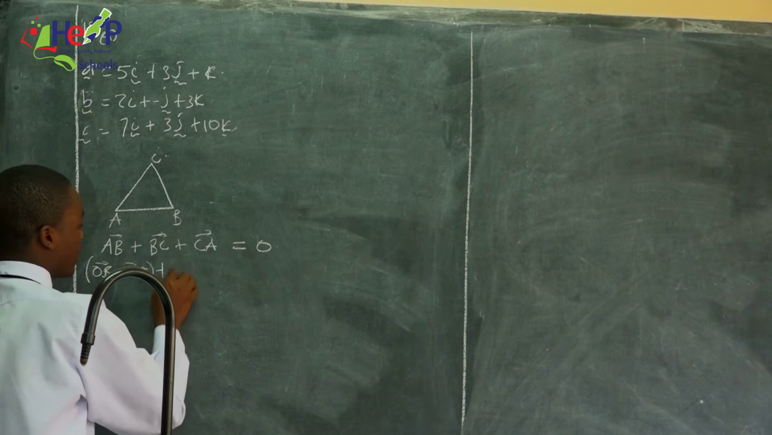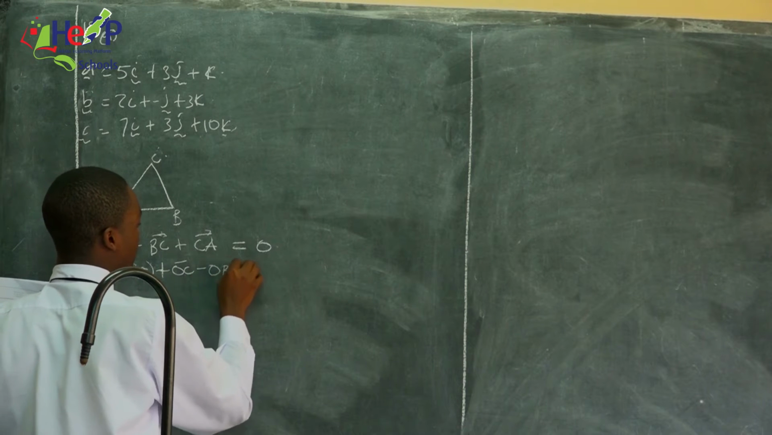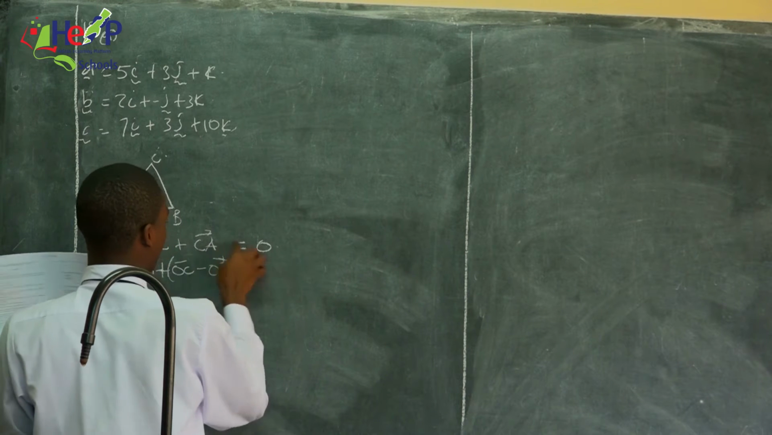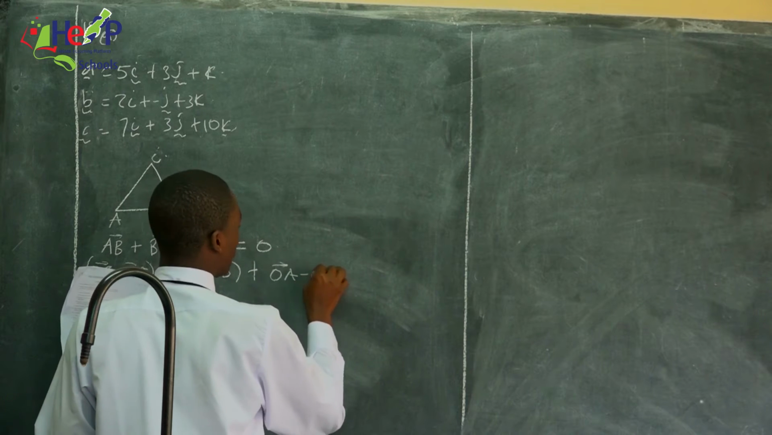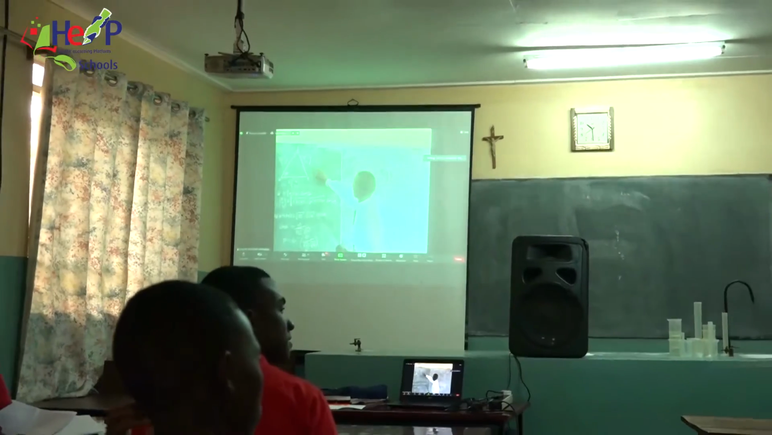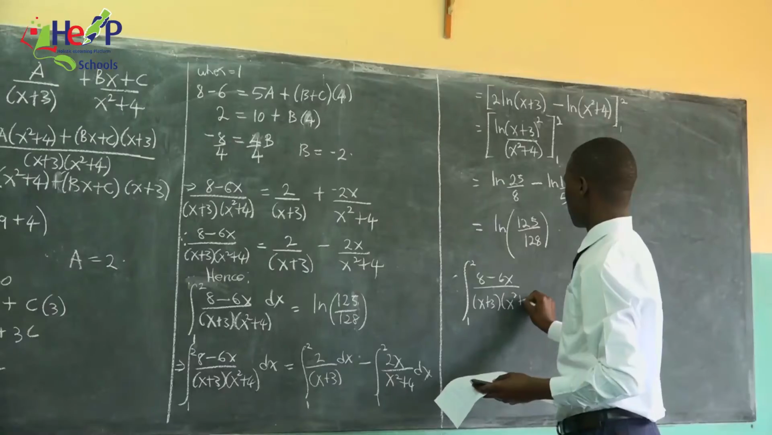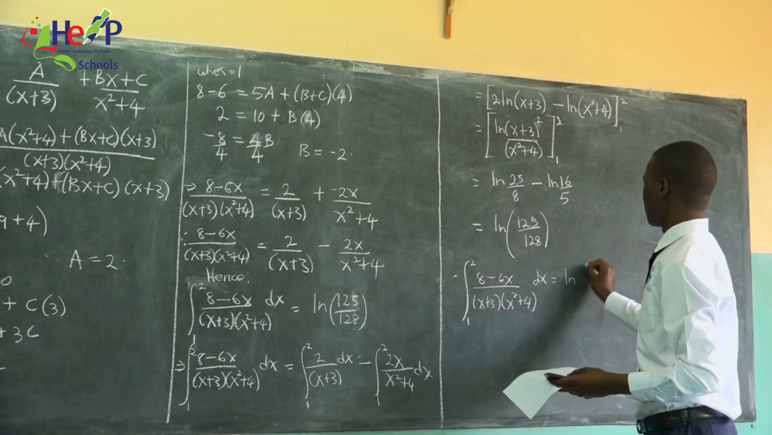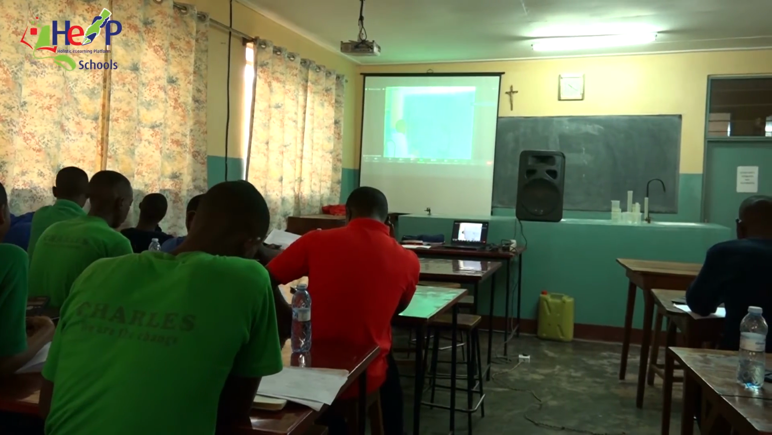Minus origin of A. Then plus origin of C minus origin of B. Then plus origin of A minus origin of C. 8 minus 6x over x plus 3, x squared plus 4, dx, same as 125 over 128, as required.